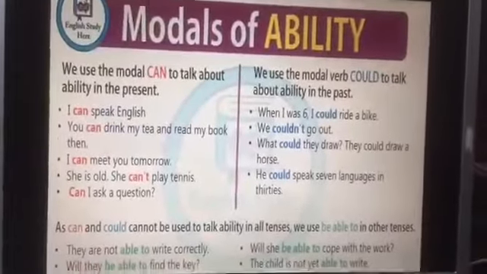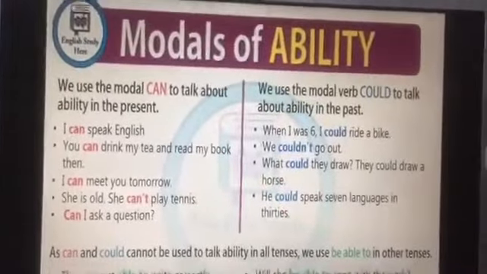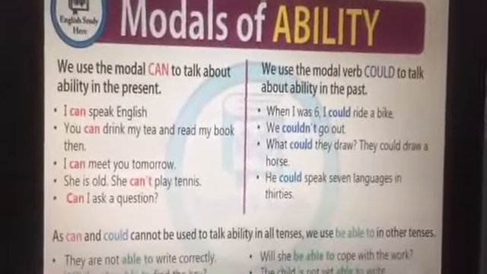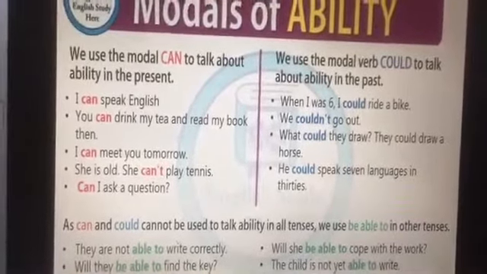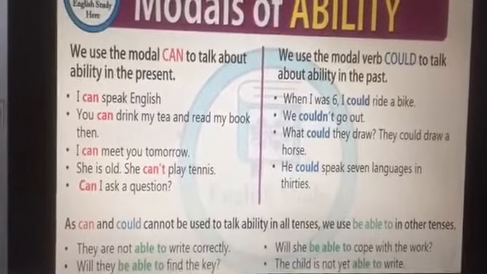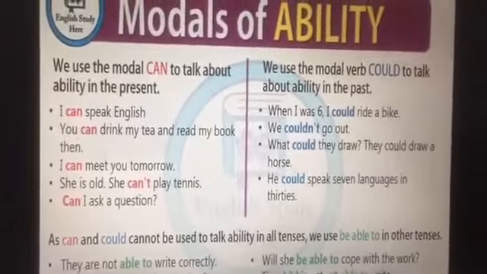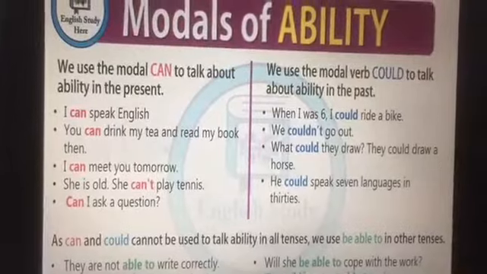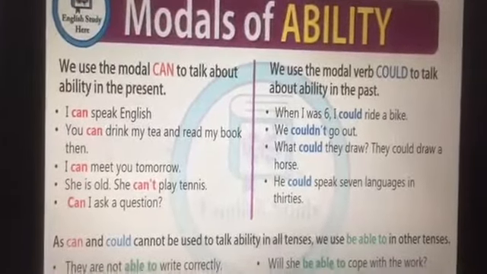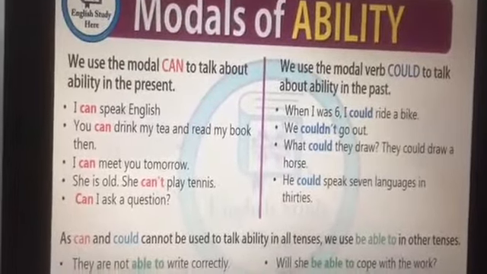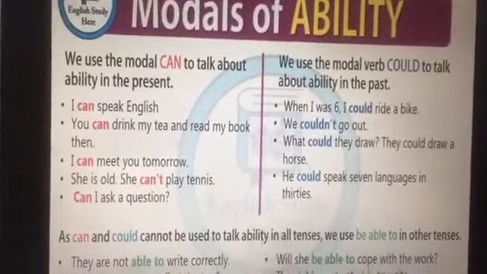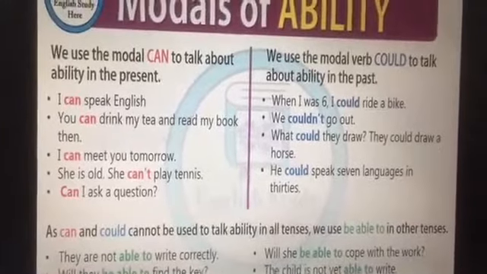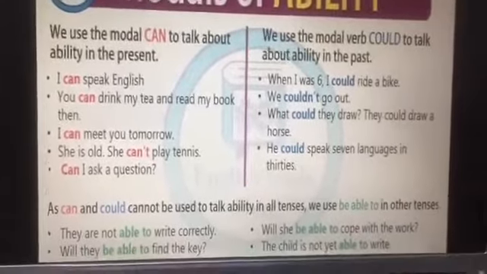Coming to the details. First, modals of ability. What do we have as modals of ability? I have can and could. Can is used in the present form, while could is for the past. I can speak English. When I was 6, I could ride a bike. So when I was young, I could. When I was the age of 6, I could ride a bike. I can meet you tomorrow. He could speak 7 languages in his 30s.